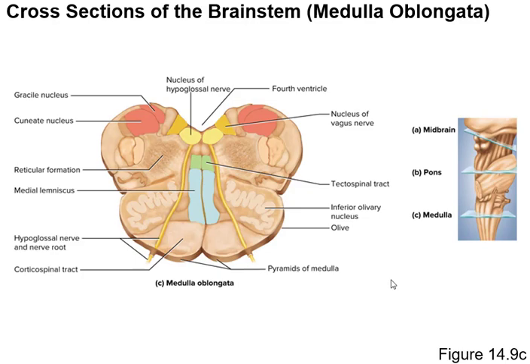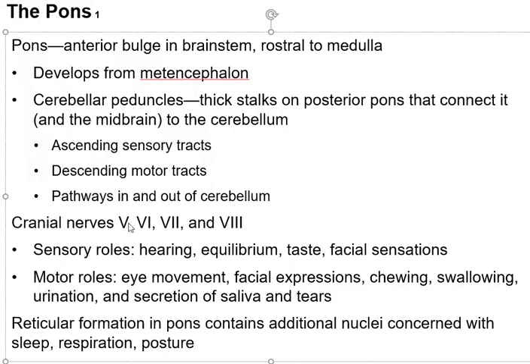In neuroanatomy, you'll go over this slide in great detail. The pons has 4 of the cranial nerves attached. That would be 5, 6, 7, and 8. And they cover hearing, equilibrium, taste, and your facial sensations in your facial nerve. It has some motor roles, so you can roll your eyes, smile, chew, swallow, pee, and make spit and tears.